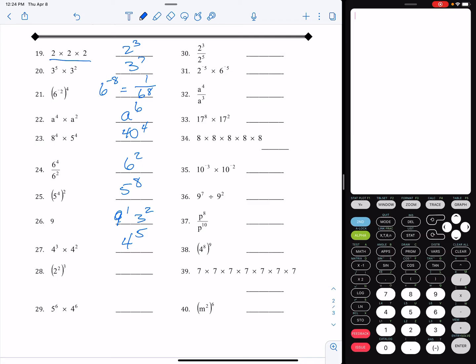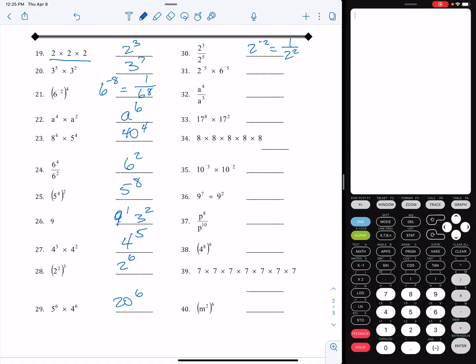Number 28 is like number 25 and 21. You keep the base and multiply your exponents. Number 29 is like number 23. So you take your bases, you multiply them together, and you keep your exponent. Number 30. Okay, this one, it's a division problem like number 24. So we keep our base and we subtract our exponents. 3 take away 5 gives you -2. So that means you've got to rewrite this with a positive exponent. So that becomes 1 over 2 to the 2nd power.